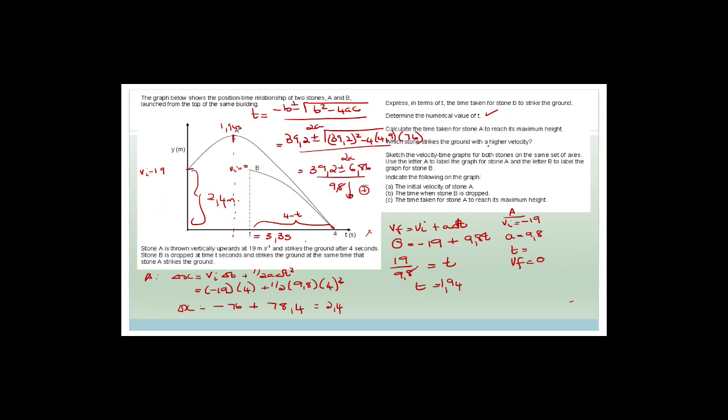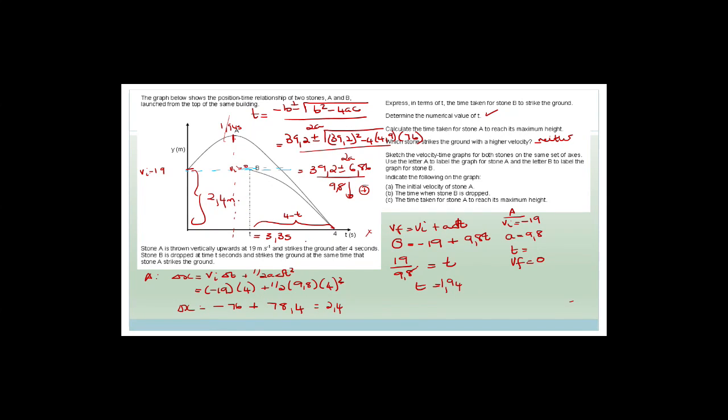Okay, now it says, which stone strikes the ground with a higher velocity? And the answer is neither. The reason for this is that even though A is thrown upwards and B is dropped, the only acceleration acting on them is the force of gravity. They don't mention anything about friction. So from this height over here, let me get a different color so you can see what I'm doing, from this point onwards, they are both dropped from the same height, and the acceleration is going to be accelerating them both downwards.